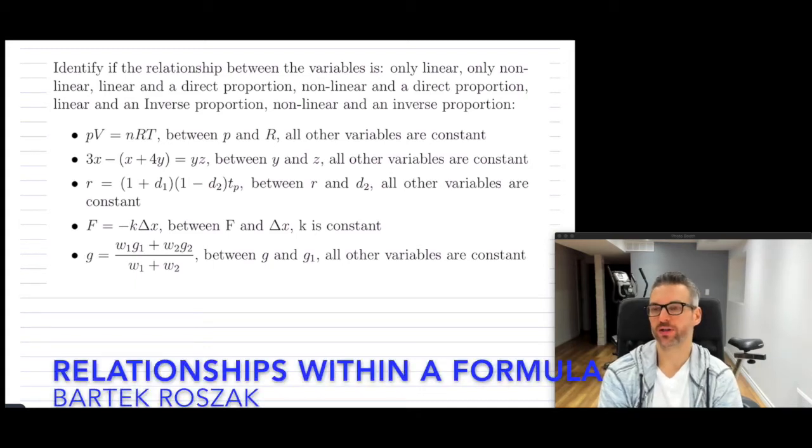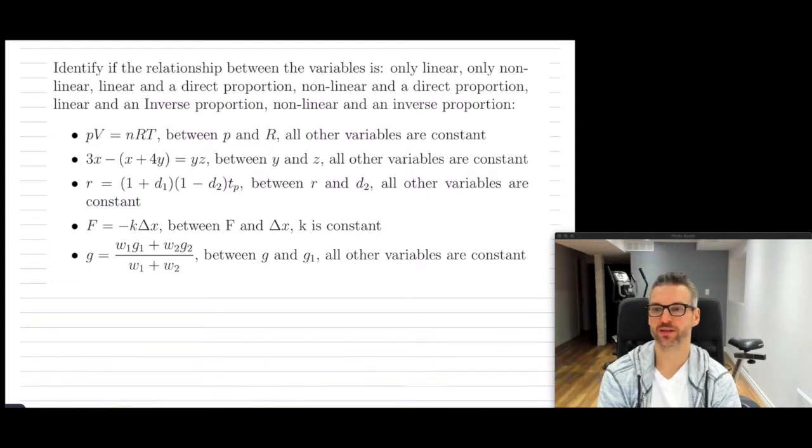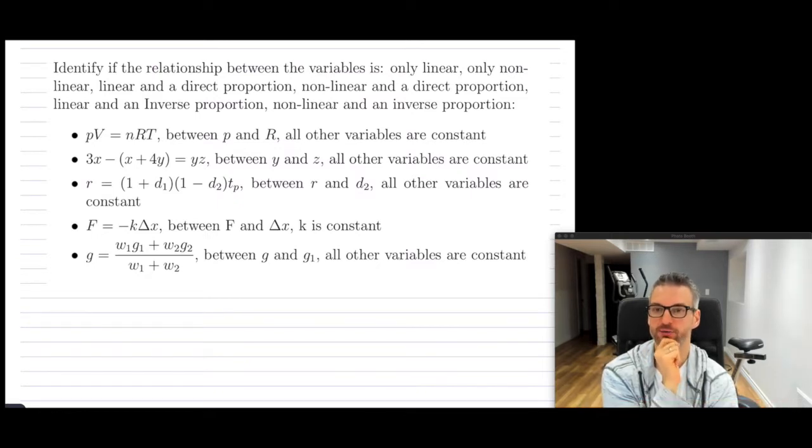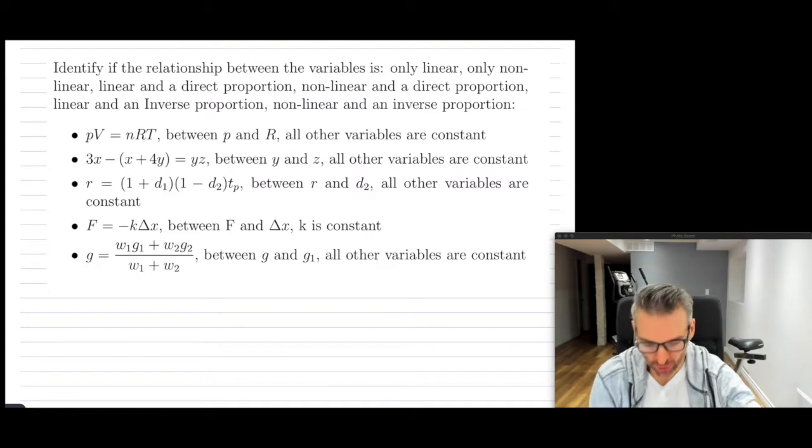In this video, I'm going to talk about some relationships between various variables in an equation or a formula. There are some key things that I would want to discuss, for instance, linear and nonlinear relationships, and then direct and inverse proportions. So I'm going to come back to what it says there on top. Identify if the relationship between the variables is, and then it gives you numerous options here.